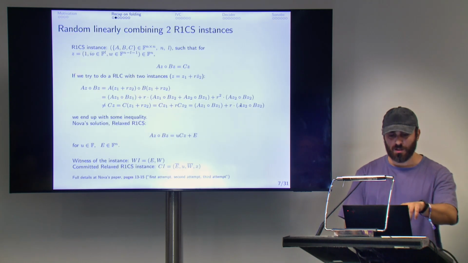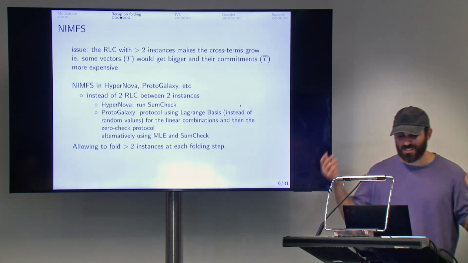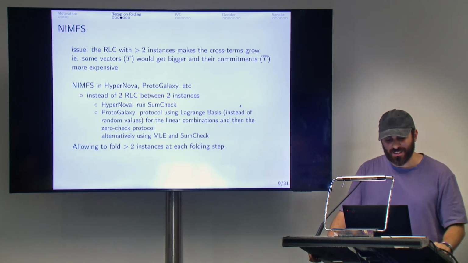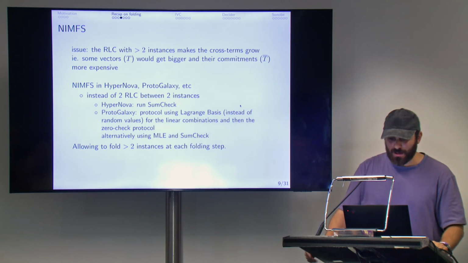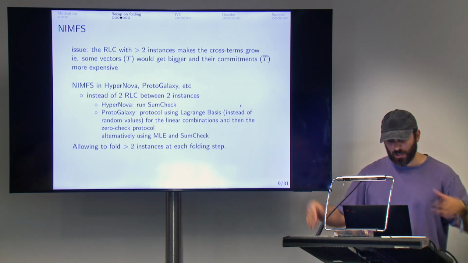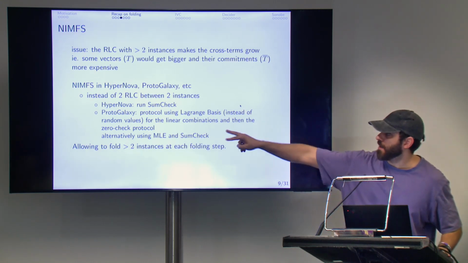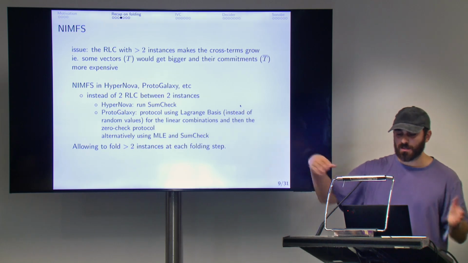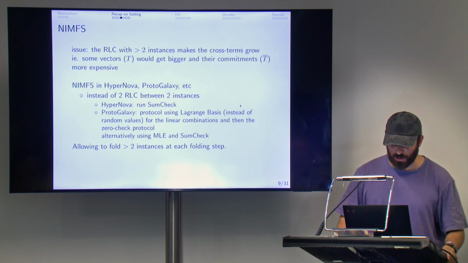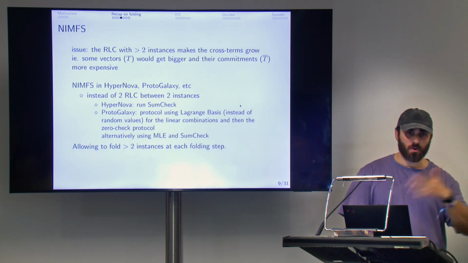Before, we were talking about NIFS, non-interactive folding schemes. Now we talk about NIMFS, where the M stands for multiple instances: non-interactive multifolding scheme. The idea here is that in HyperNova, we use some sumcheck tricks with multilinear extensions and the Boolean hypercube. ProtoGalaxy uses the Lagrange basis, but the paper also explains a variant where, if you have more than k instances to be folded, it might be worth using sumcheck and multilinear extensions. So basically, with those papers, you can fold more than two instances per folding step.